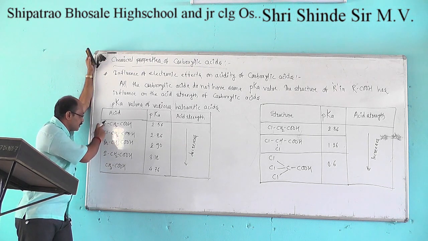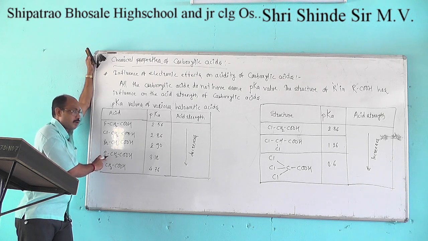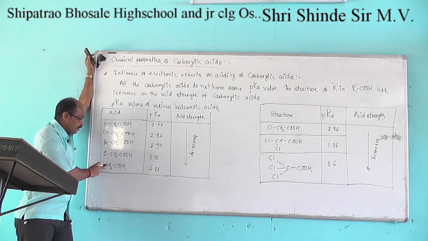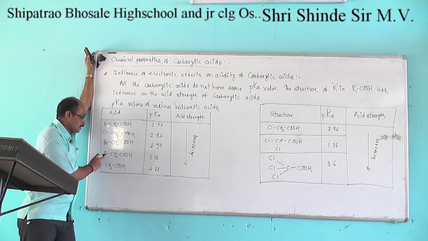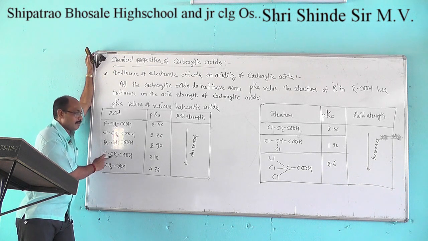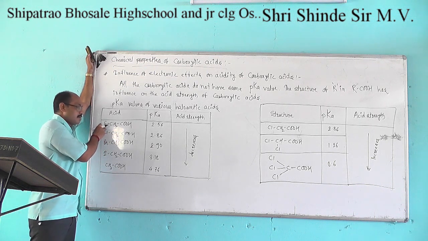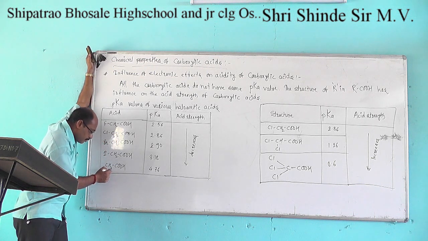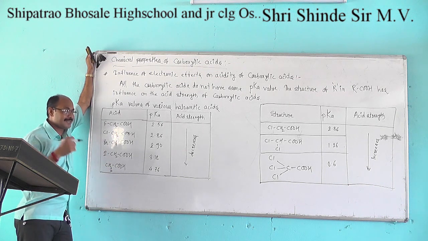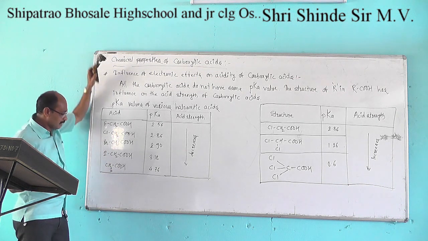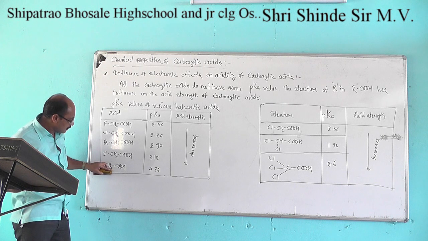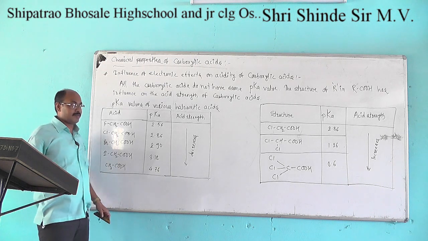This is the table of acid strength of various haloacetic acids. As we observe, with the presence of iodine instead of hydrogen, the pKa value decreases. The presence of bromine also decreases it, and chlorine also decreases it. When all three hydrogen atoms on the alpha carbon of acetic acid are present, it has the higher pKa value.